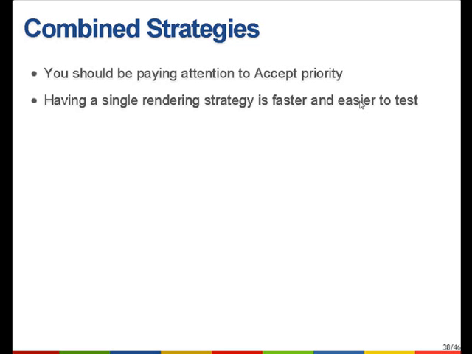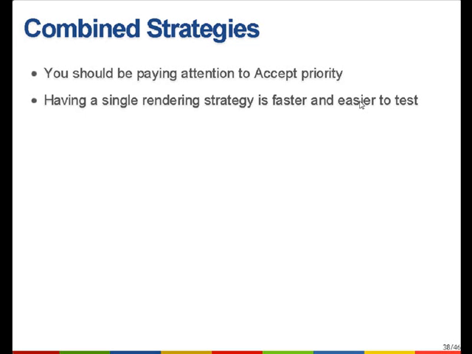One of the things I talk about in talks is that you should pay attention to the accept priority. There's a queue priority value that you should be using with your accept headers. Basically with those you're saying, hey, I prefer this, but I can also use these particular formats in this particular priority order. The other thing is that when you do combined strategies, you can have a single rendering strategy that can return multiple different renderers based on the criteria that you want to look at.